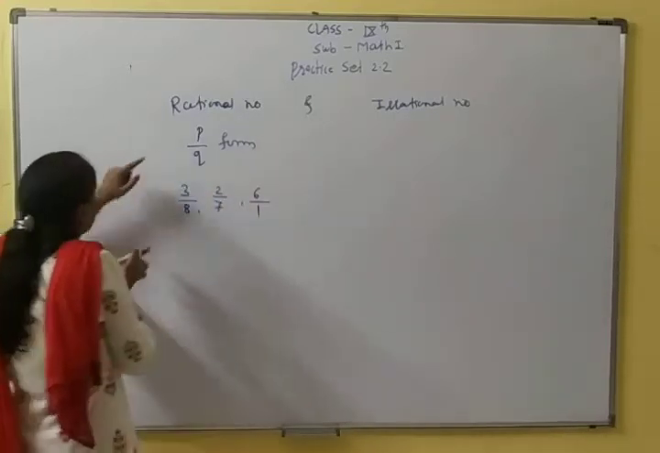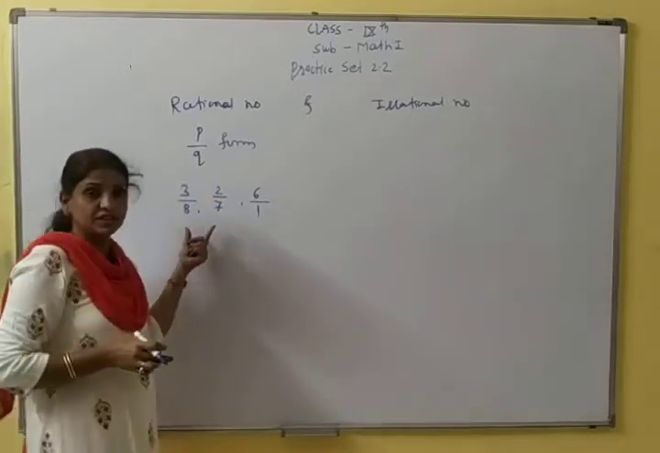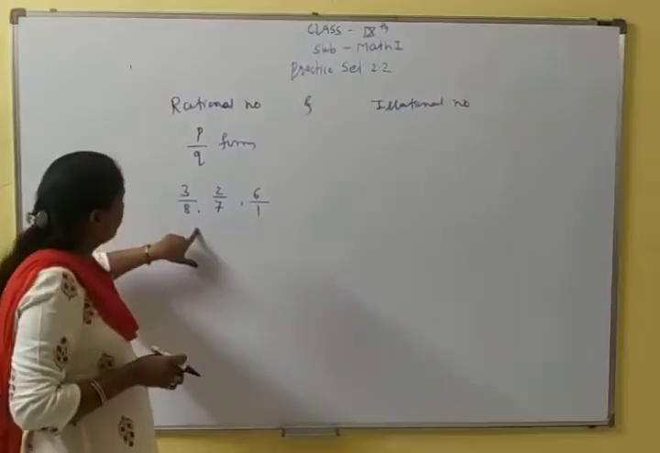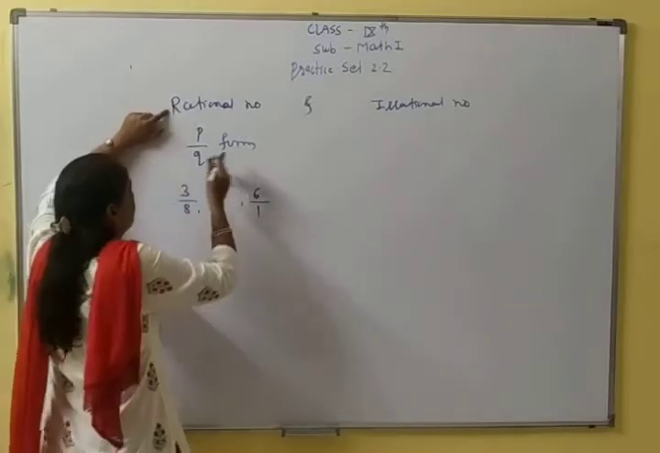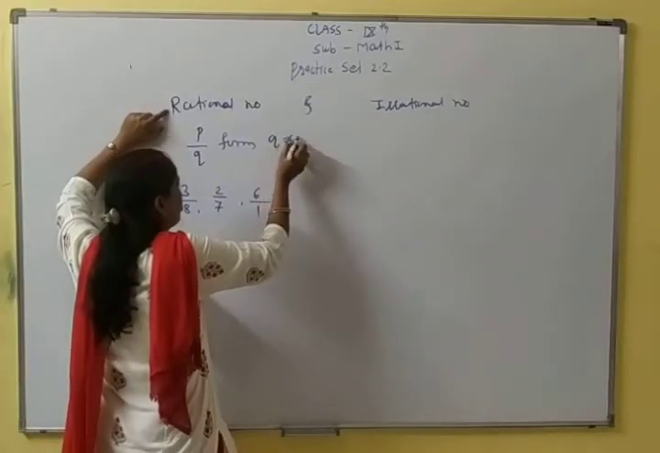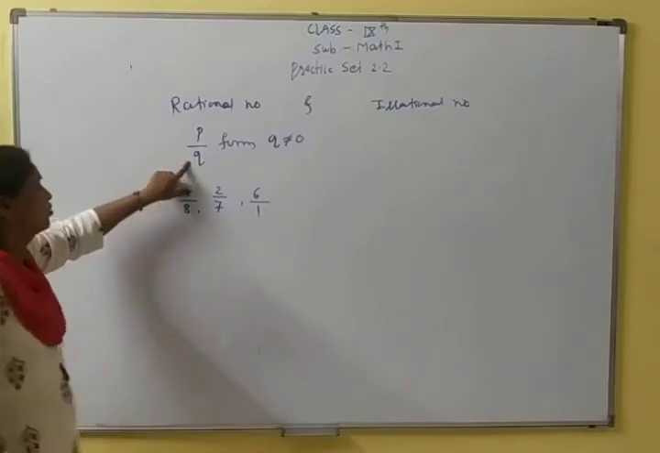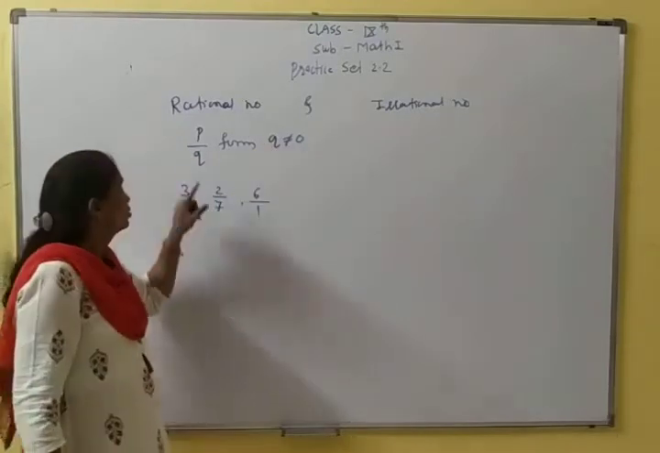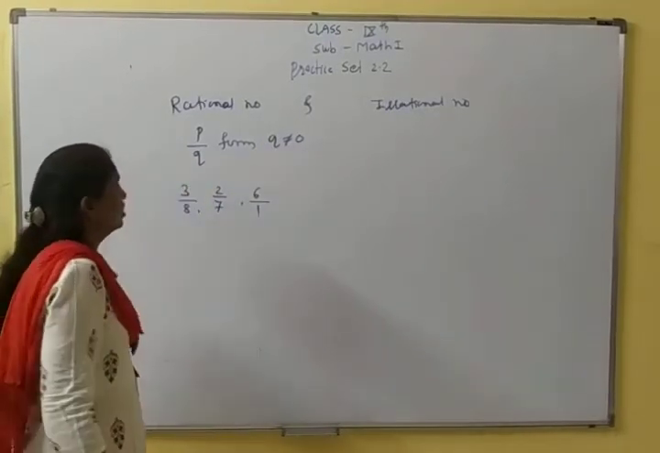So all the numbers which can be written in P by Q form are called rational numbers. But our condition is that Q is not equal to 0. Denominator Q cannot be 0. So those numbers are called rational numbers.